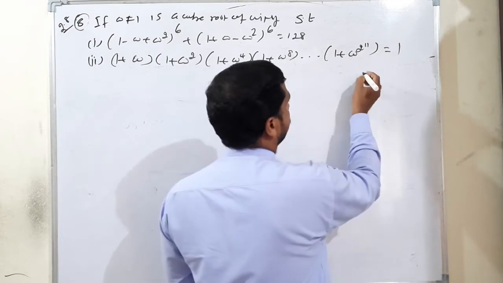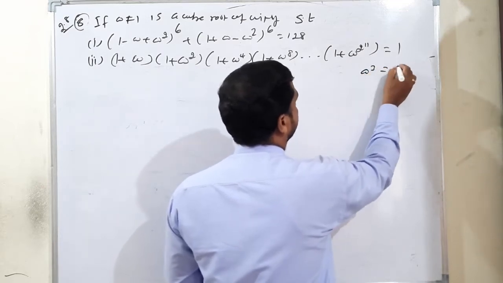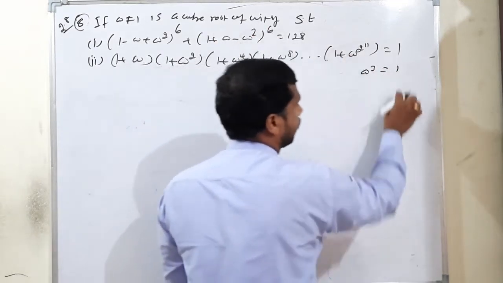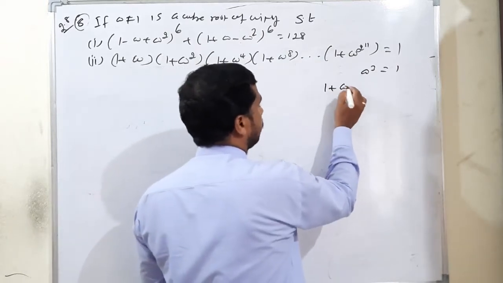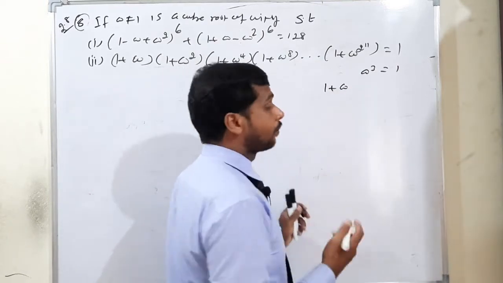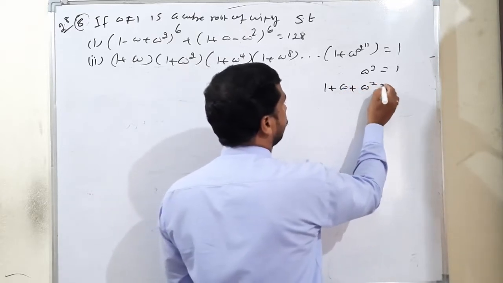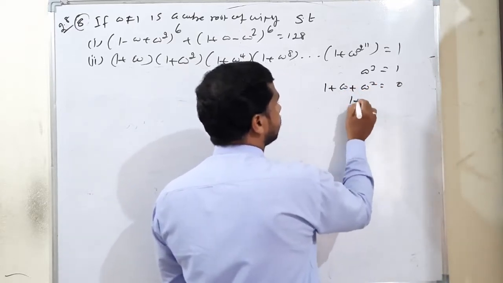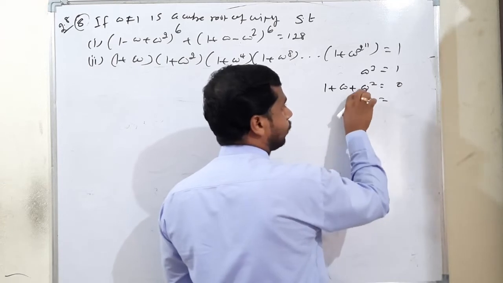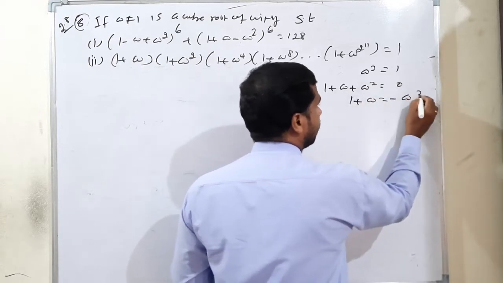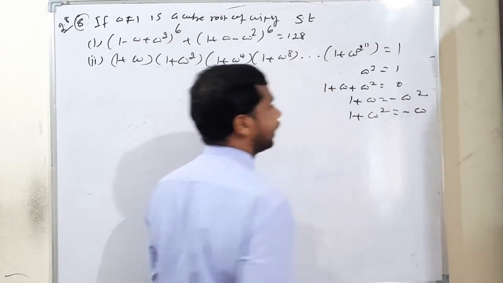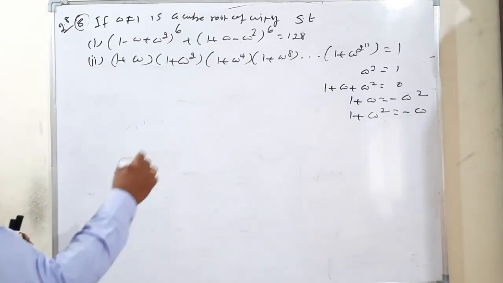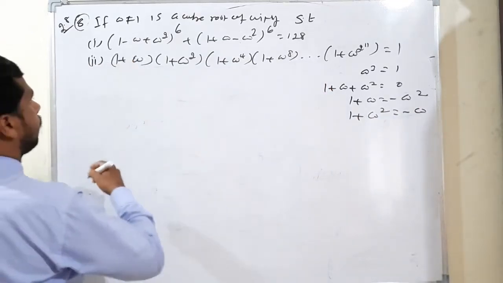First, before moving to the question, the cube root of unity. Cube root of unity means omega cube is equal to 1. As well as already we know the sum of the nth roots of unity, that is 1 plus omega plus omega square is equal to 0. Therefore 1 plus omega is equal to minus omega square, and 1 plus omega square is equal to minus omega. These three important steps we need to apply in this problem.